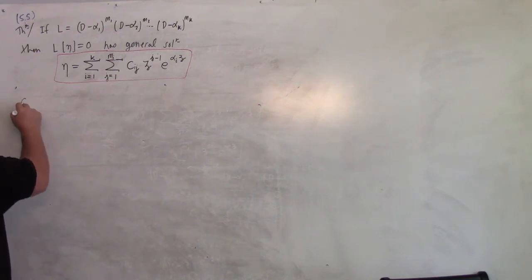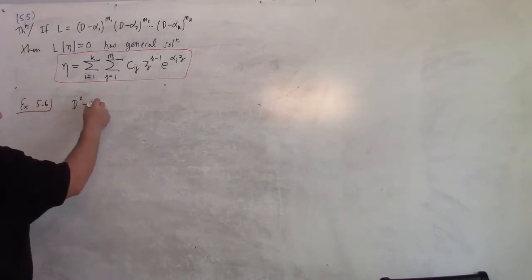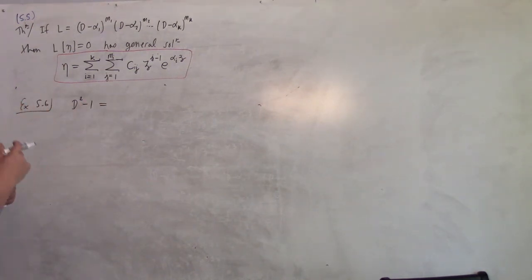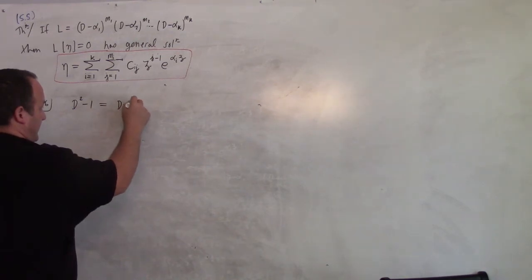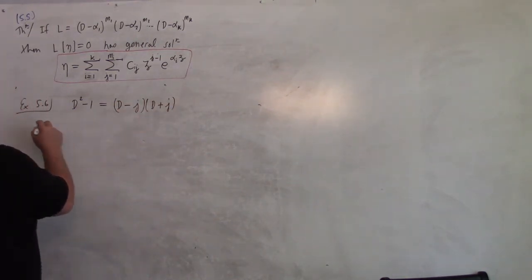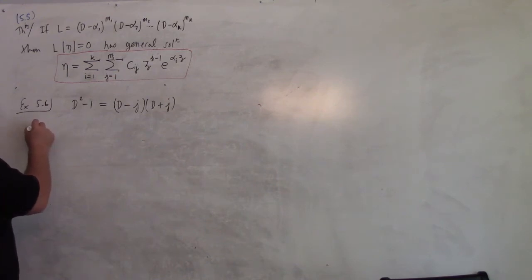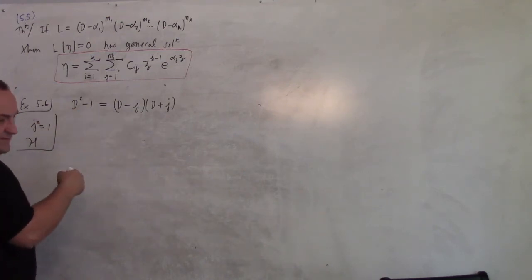So example 5.6, we have d squared minus 1. You could factor that as d minus j times d plus j. So here, j squared equals 1. So we're in the hyperbolic numbers here. So that's one way we can factor it.